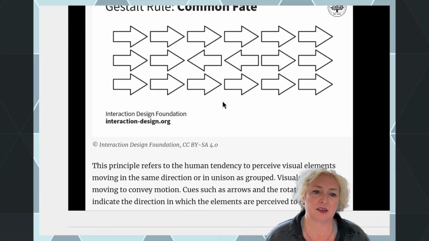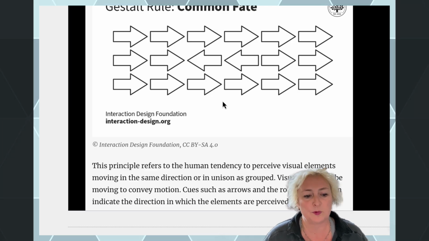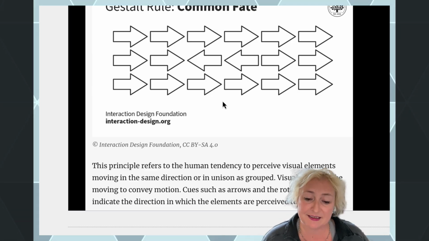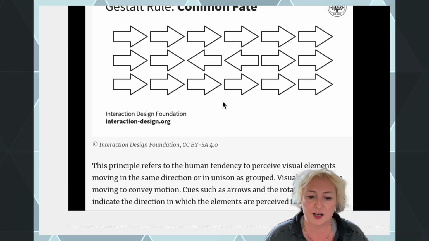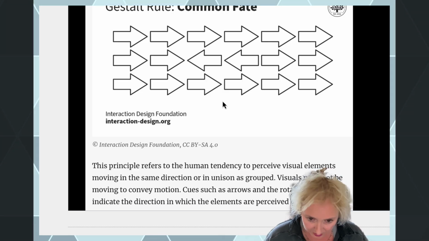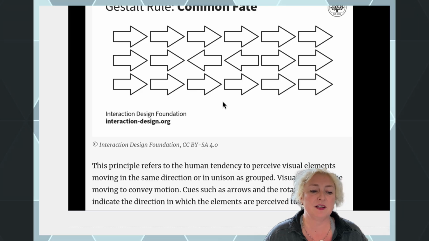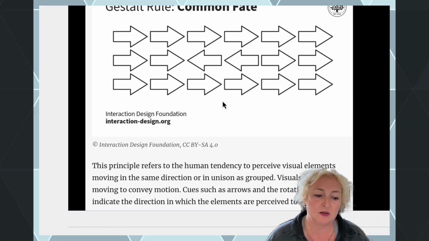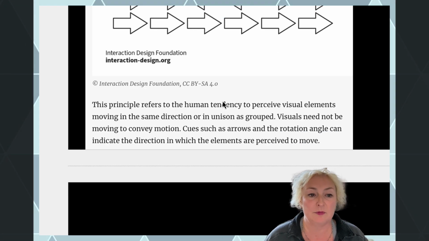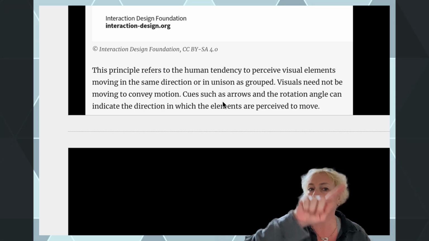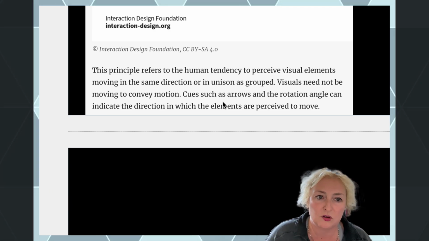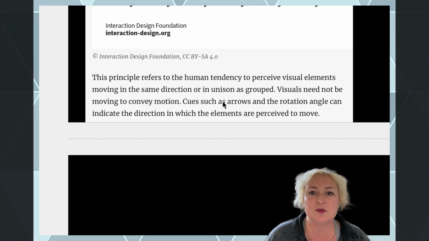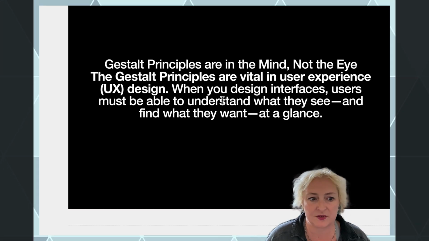Common fate. The Gestalt rule of common fate is a principle that refers to the human tendency to perceive visual elements moving in the same direction or in unison as grouped. Visuals need not be moving to convey motion, but cues such as arrows and the rotation angle can indicate the direction in which elements are perceived to move. Like the loading symbol, that's just one symbol, but we imagine it moving in a circle, just like arrows. That's why we use these very basic design elements.